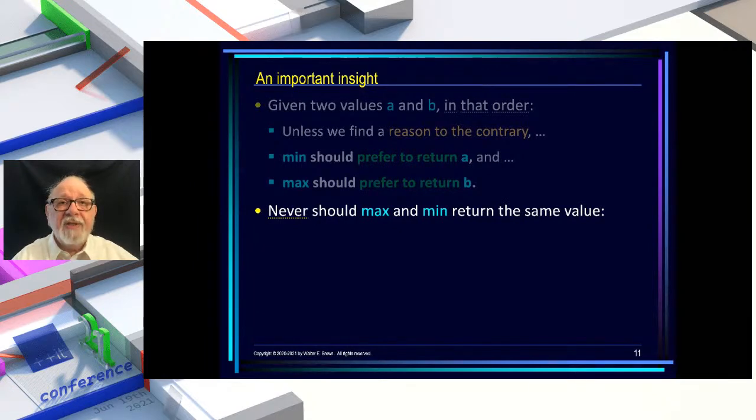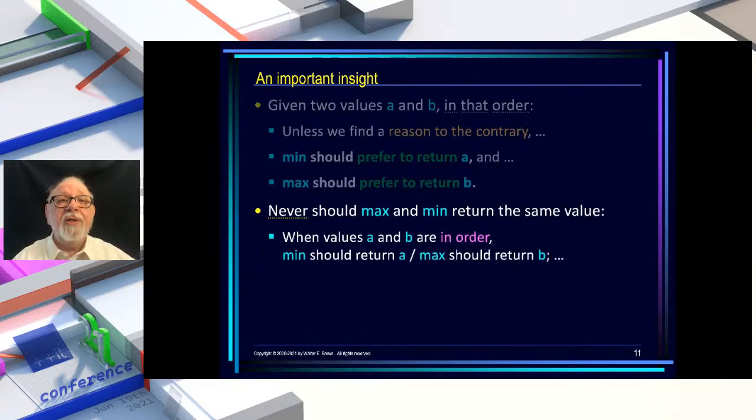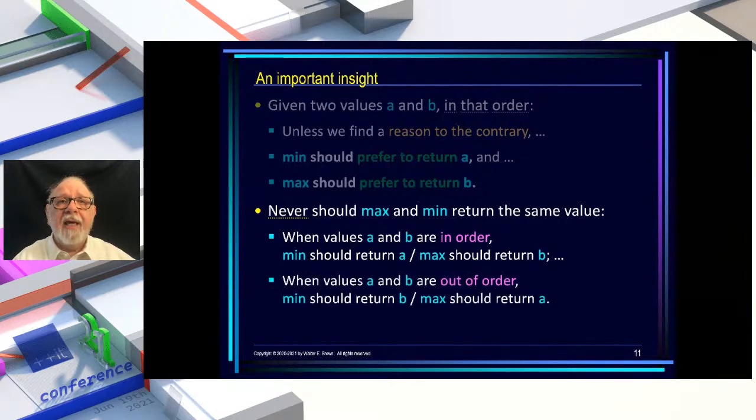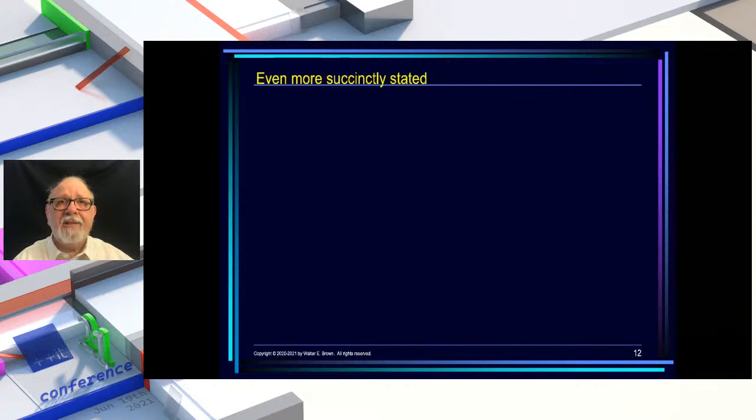I mean, it's intuitive, isn't it? If max returns one of the two values, min should return the other one. So when the values A and B are in order, min should return A while max should return B. And when the values A and B are out of order, min should return B and max should return A. And that's a key insight.